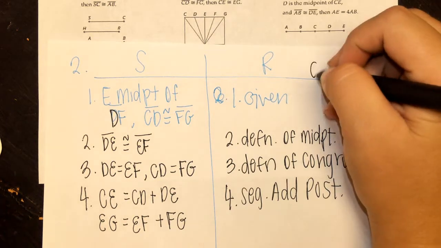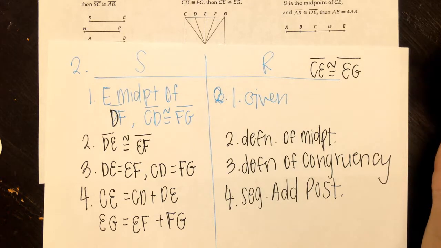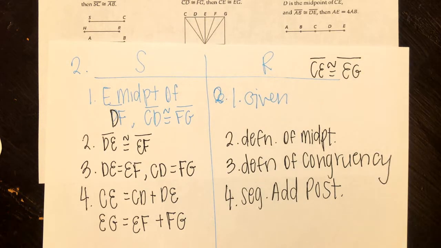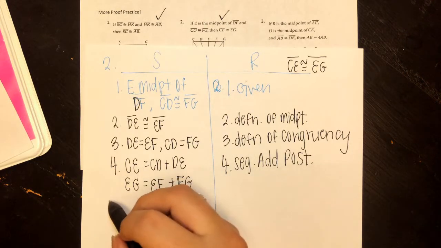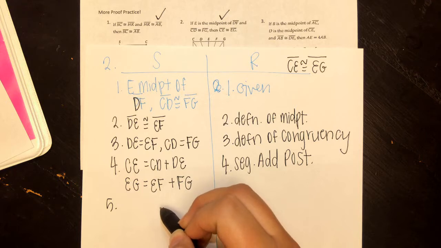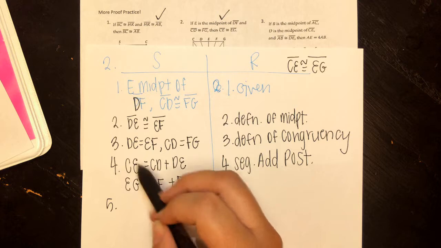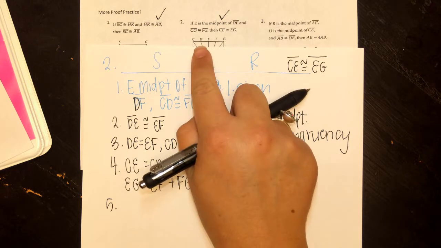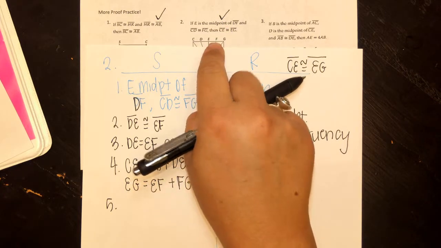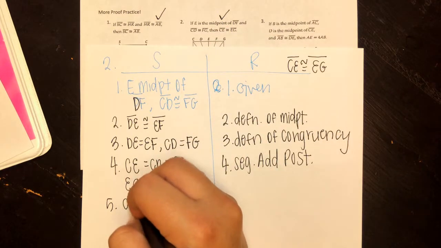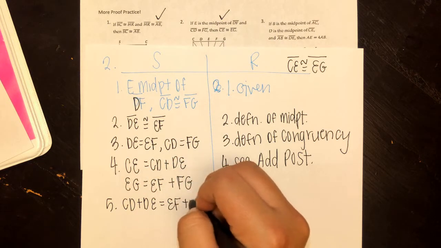What are we trying to prove? We're trying to prove CE is congruent to EG. Well, okay, so that's the segment addition postulate, but isn't it also true? We don't know CE is equal to EG. We don't know this yet, but we do know that CD plus DE equals EF plus FG. We do know that. CD plus DE equals EF plus FG.